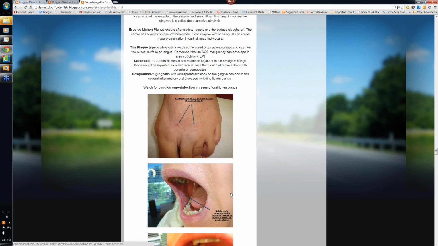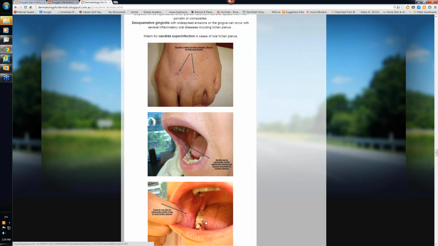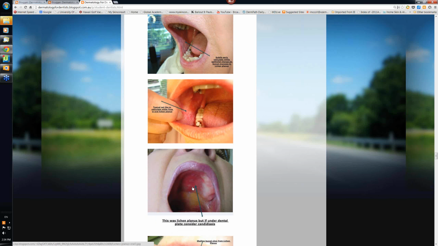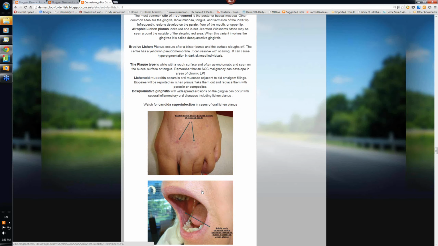Let's have a look at one of those oral. Here we go. There's this typical net-like pattern, either white lines, occasionally white papules, on the buccal surface of the inside of the mouth. That's the erythematous or atrophic type, but if you saw that under a dental plate, you'd be considering the erythematous type of candidiasis.